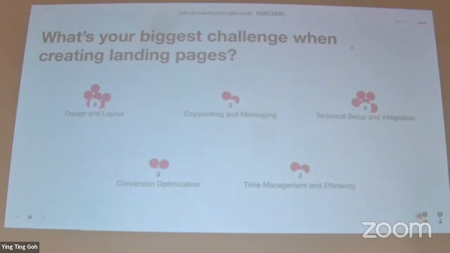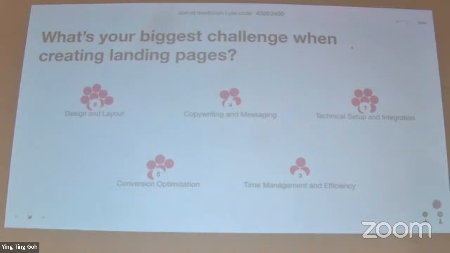Okay, we've got quite a broad mix, interesting. Quite a lot of people are in the design and layout phase. There's fewer people in time management and efficiency. Oh, you all are very efficient, that's great. Conversion optimization, okay.